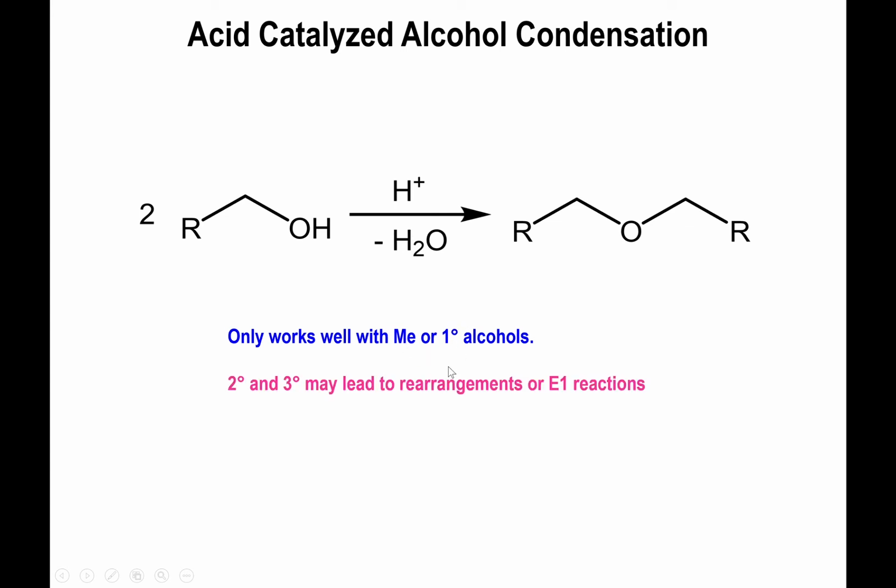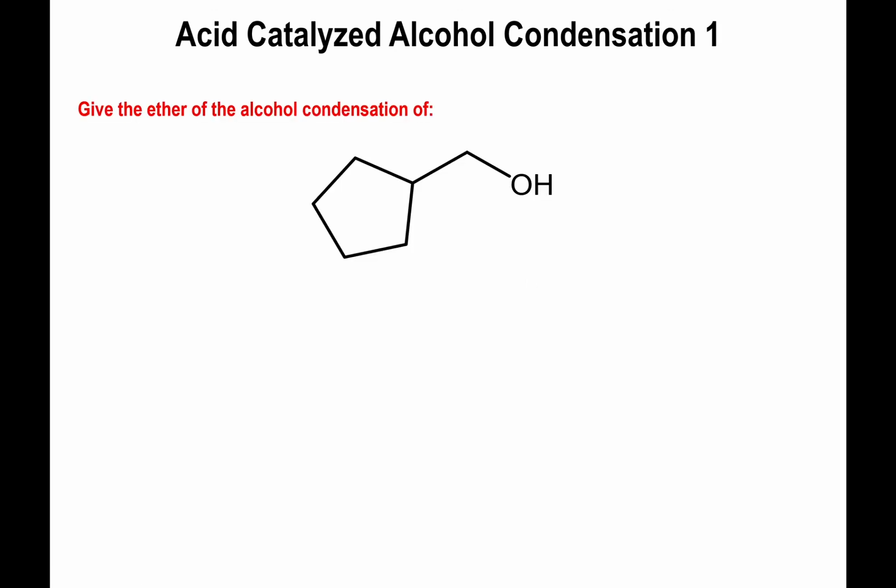The second thing too is that if you do use secondary or tertiary, rearrangements may happen, and worse, you may even undergo E1 reactions. And the other thing too is that, practically speaking, if you try to do this reaction, it will only be good if you're trying to put the same 2 alkyl groups onto this oxygen. So you cannot have R and R prime be different things anymore. These two things will end up being the same because you're using the same alcohol to enact the process. So those are the restrictions associated with this type of reaction.